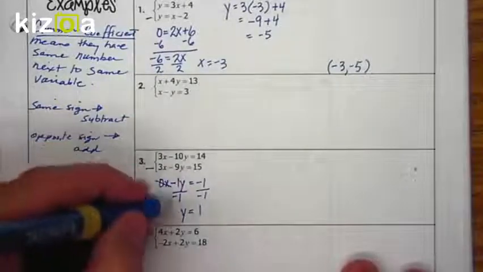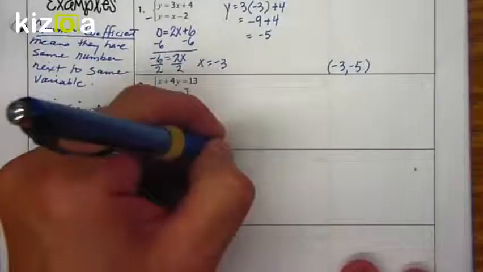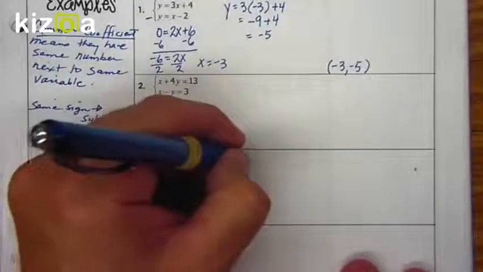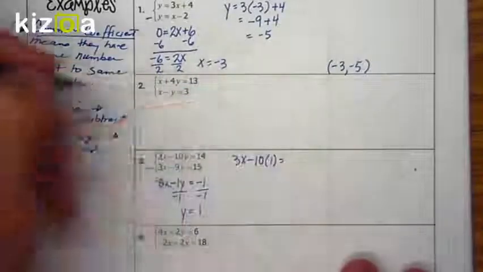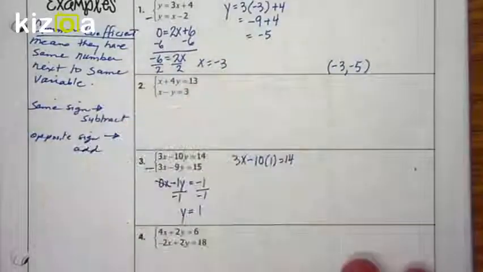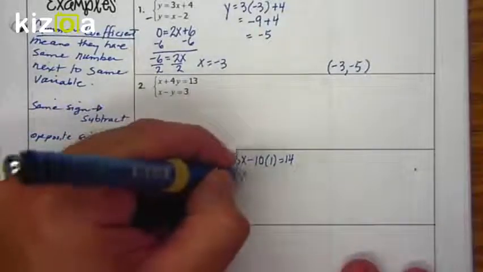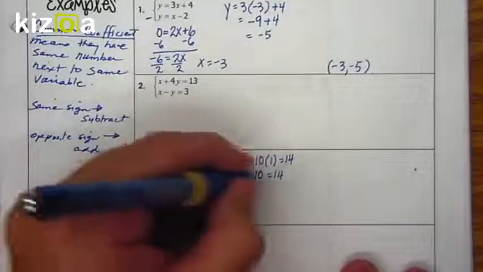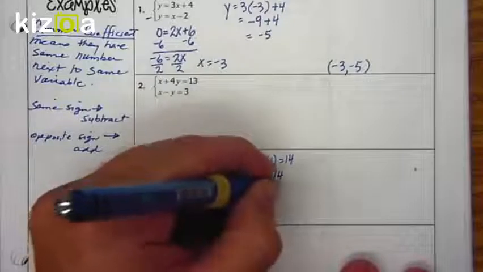I'm going to go ahead and substitute that back into either equation. Again, I'll take the top one. 3 times x, 3x, minus 10 times y, which is 1, is equal to 14. When I solve for x, I get 3x minus 10 is equal to 14. I'm going to add 10 to both sides to get the variable alone.